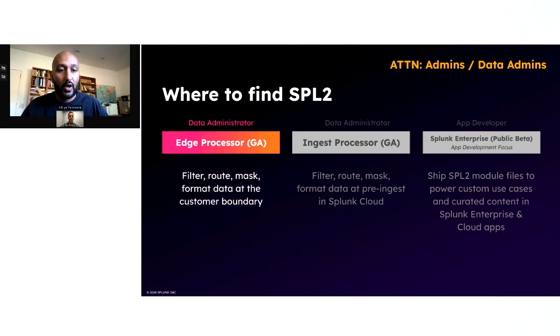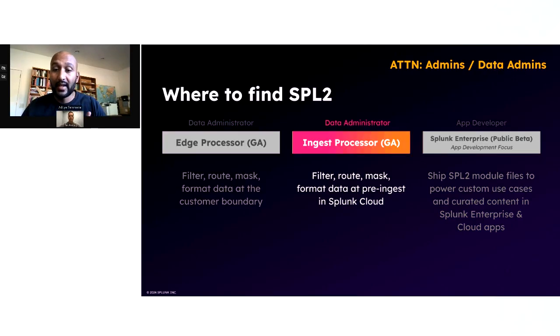All right. Where can you find SPL2? Today, you can find SPL2 in Edge Processor. Edge Processor allows you to filter, route, mask, and format data at your boundary. So a node installed on your boundary where you can install software to process SPL2 before it leaves your boundary. Or you can use SPL2 in the cloud using Ingest Processor. All the same capabilities, but hosted entirely in Splunk Cloud right before the data gets ingested into your index or routed to another destination.